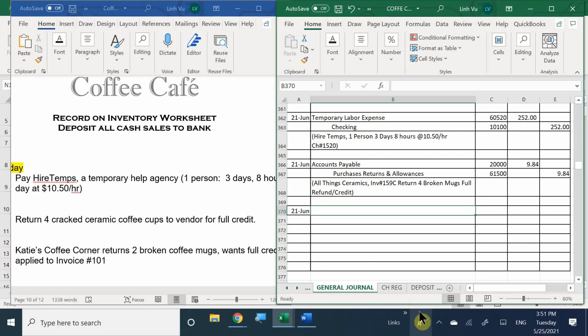Good. Because in this case, when we deal with Katie, Katie's a customer. What do we do to her? We give her sales. So in this case, she's coming in and asking for a refund because she received broken items. She's demanding a sales return and allowance. In this case, this is a full sales return because she wants the full refund. So we are going to be looking at sales returns and allowances.